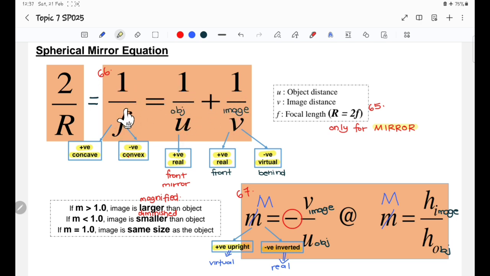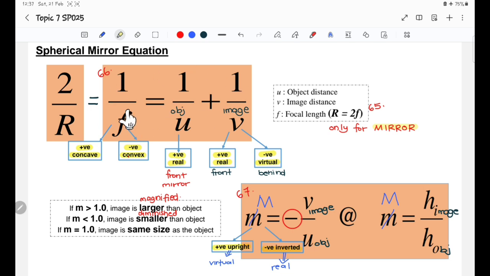So F, once again, is the focal length. U is the object distance, which is measured from the position of the object to point P, which is the mirror. Point P is the center of the mirror. So that is the distance that we measured for object, whereas V is the image distance measured from the image position to point P on the mirror. Since we have R equals 2F, 1 over F can also be written as 2 over R, because they are equivalent.